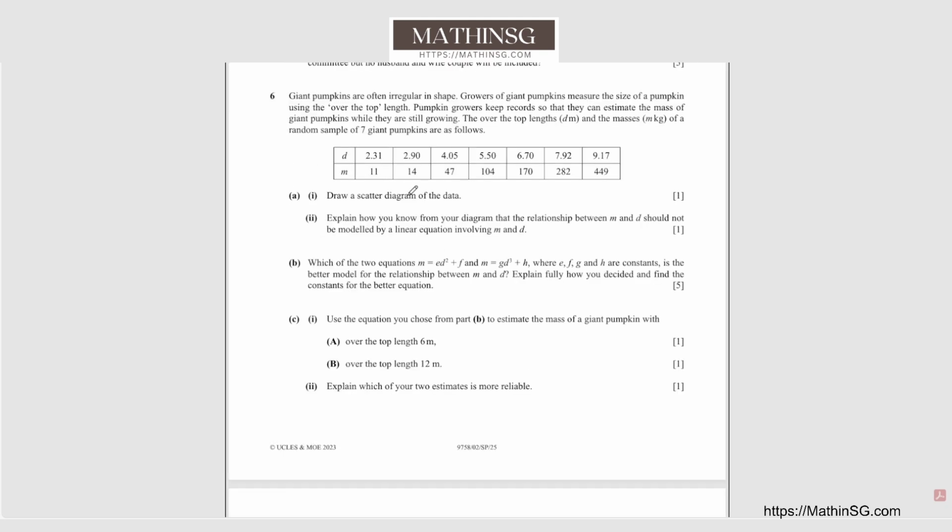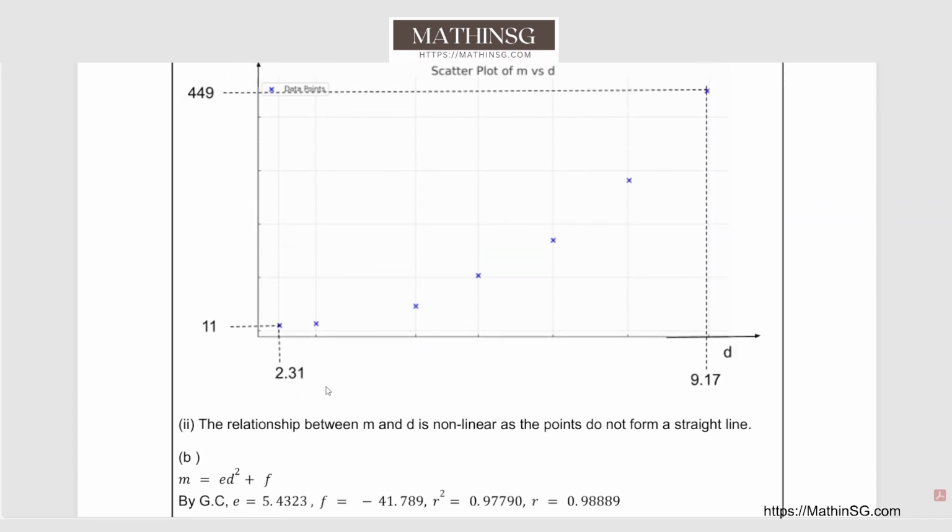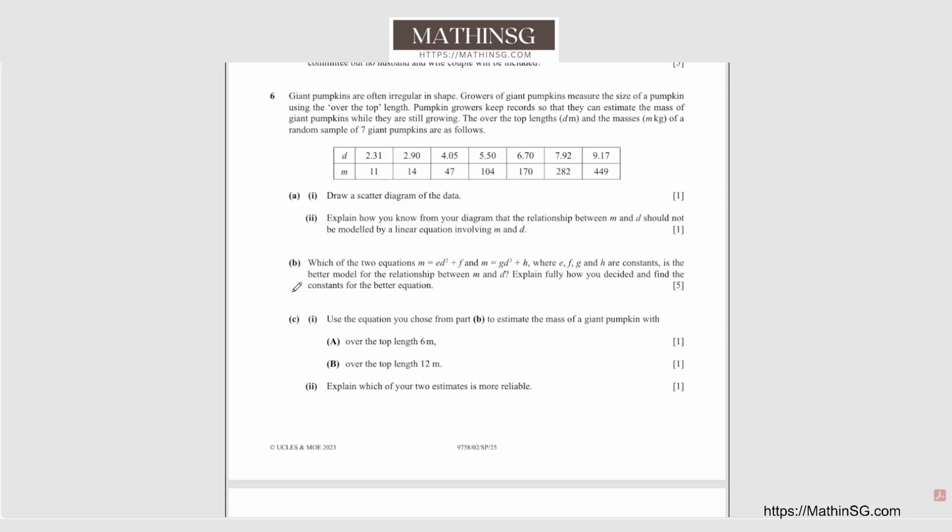Okay, now that we have drawn this scatter plot, next you're asked to explain how you know from the diagram that the relationship between M and D should not be modeled by a linear equation involving M and D. So you need to use your diagram to explain. If it's a linear equation, you should have a straight line, right? So what you will write is this: the relationship between M and D is nonlinear as the points do not form a straight line. So if you look at this, it's actually a curve, right? Okay, part B.